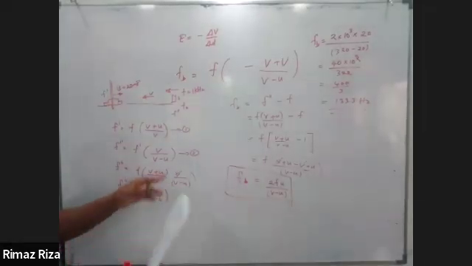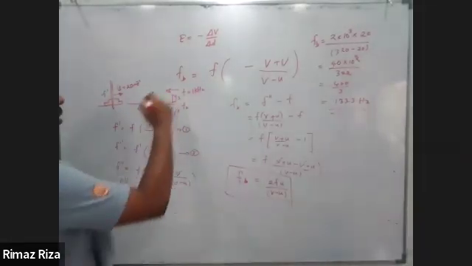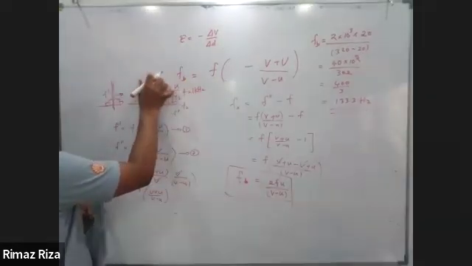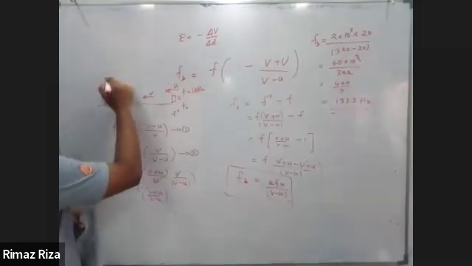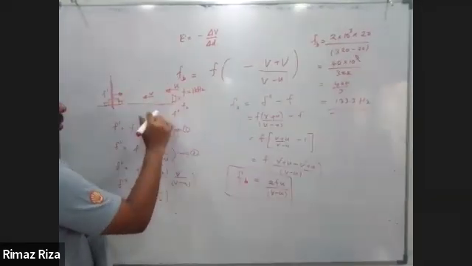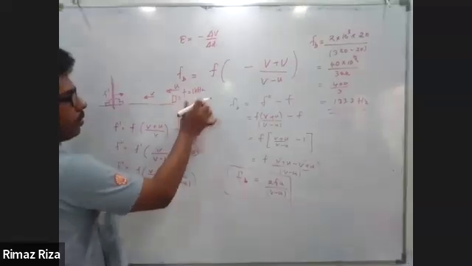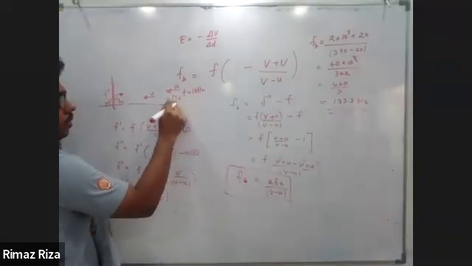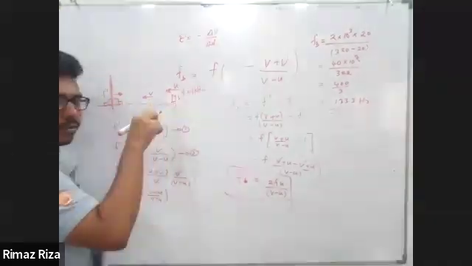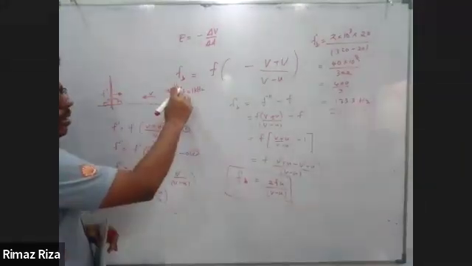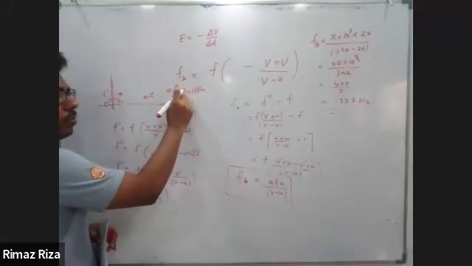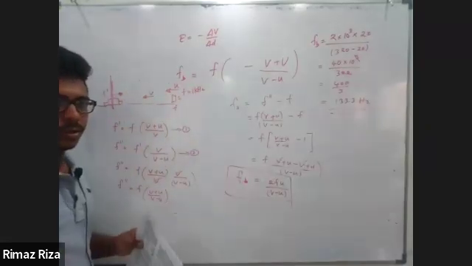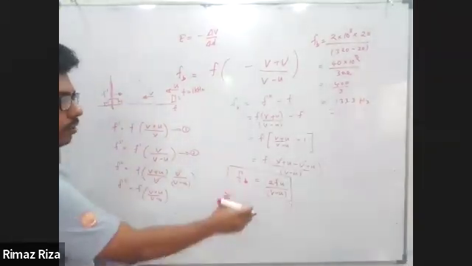Now the source is moving with speed u, and here there is a wall at rest. Here you have to find the beat frequency. The sound goes and hits the wall and comes back to the source. So to find the beat frequency, we need the two actual frequencies. You have to derive a formula.